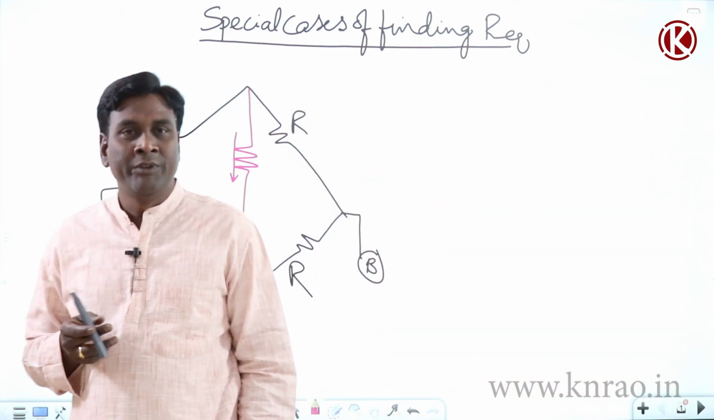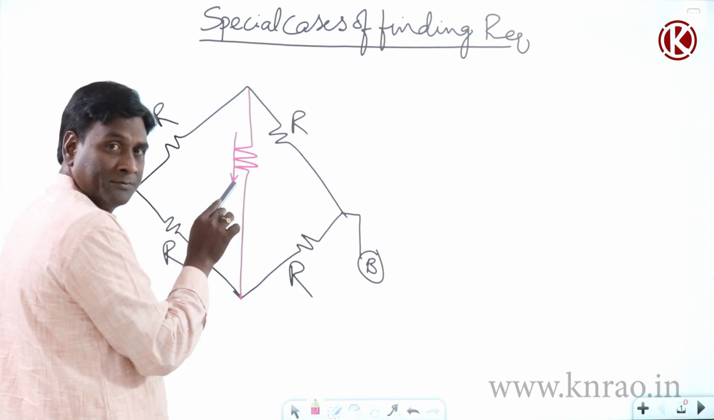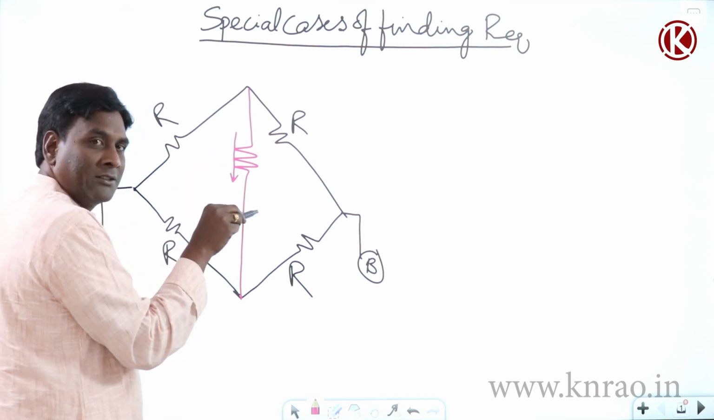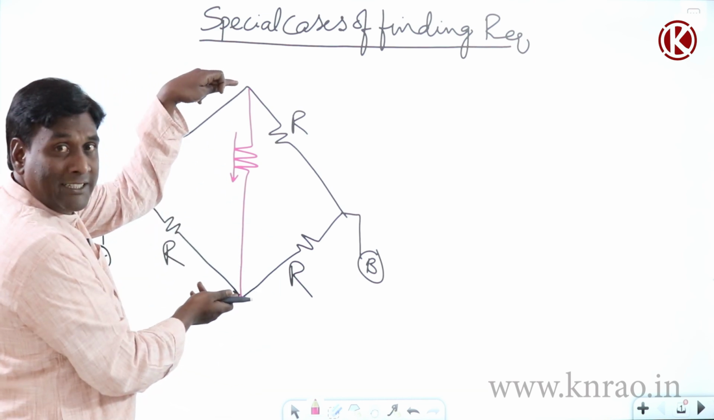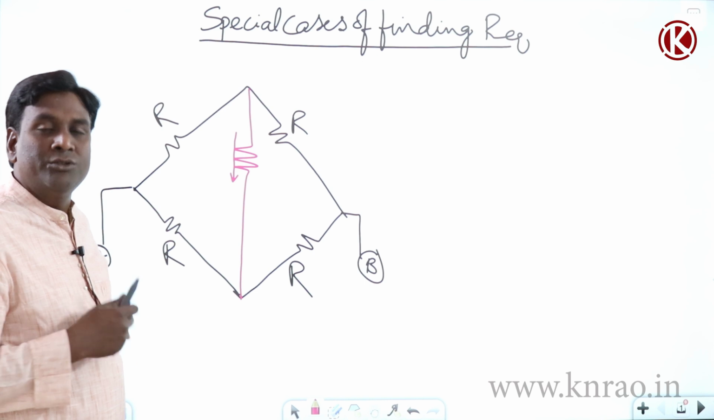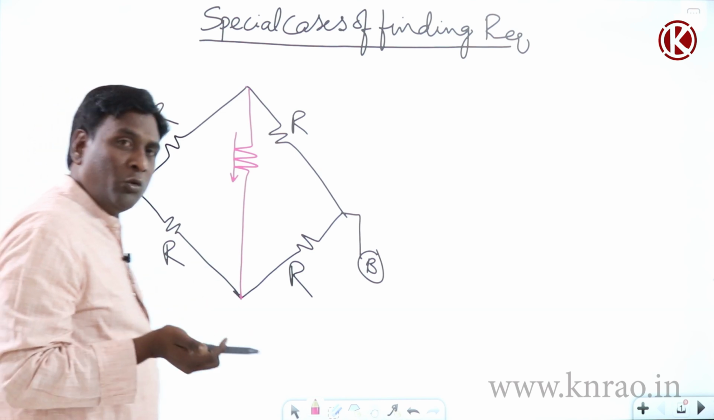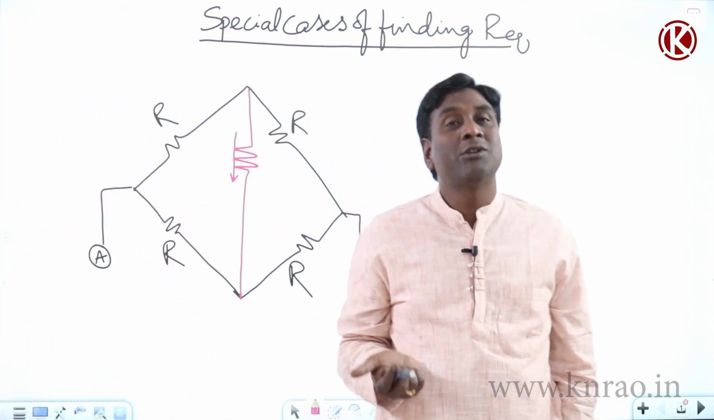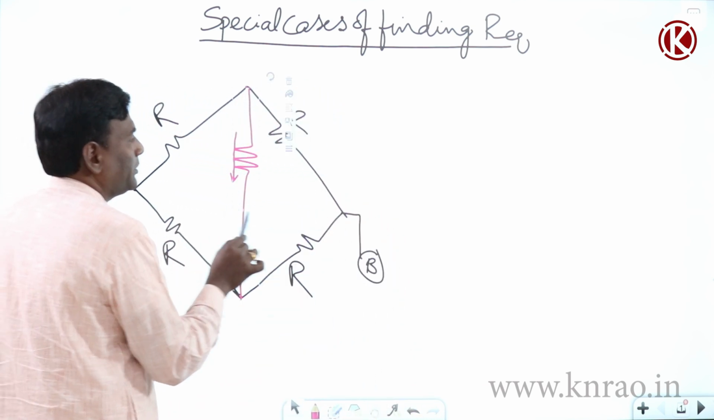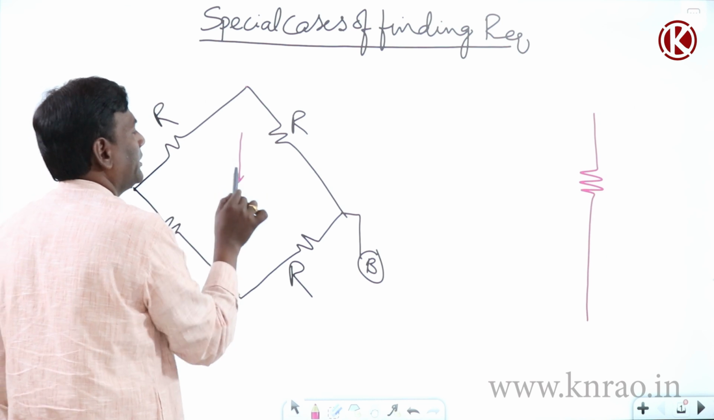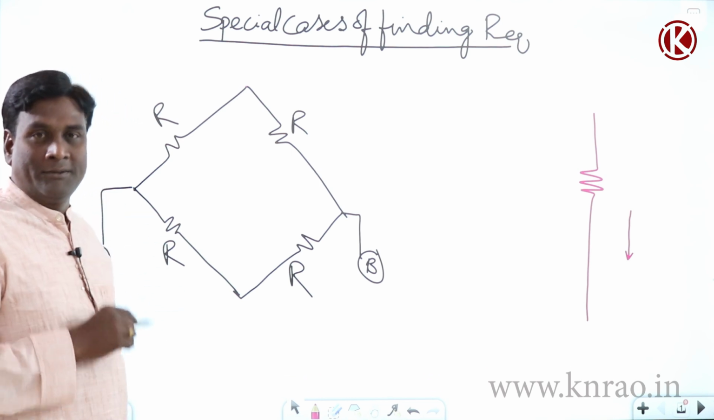We can do open circuit, or we can do short circuit also, because current is not flowing through the resistance, which means the voltage across it should be zero. When the voltage across this is zero, then only the current flowing through the resistance will be zero. So the same voltage, equipotential points, means the short circuit. So you can either do open circuit or short circuit, and both have to give the same result.